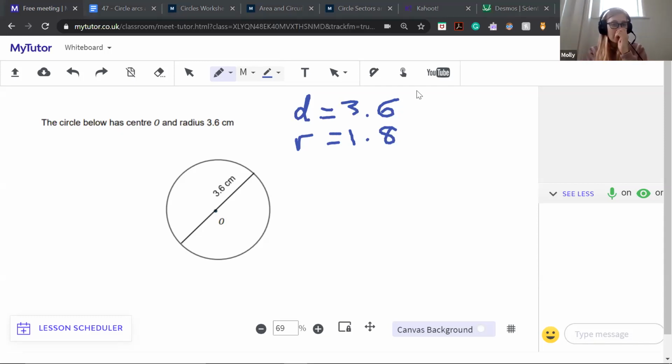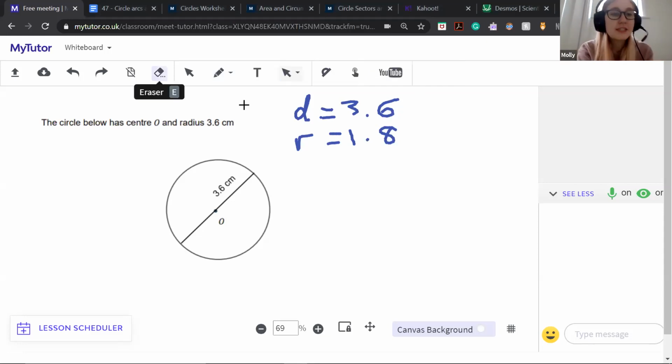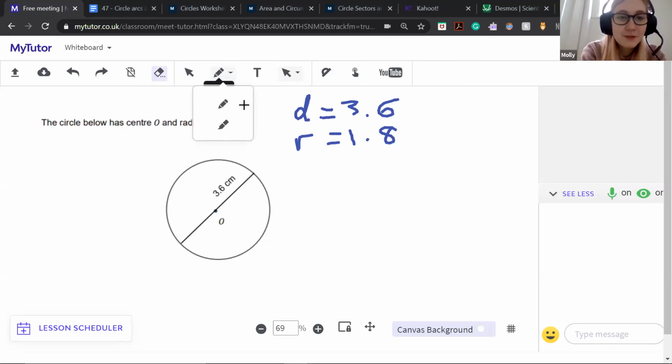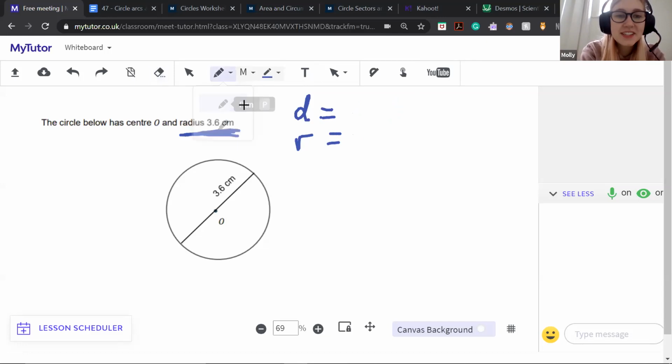So, oh no, sorry, you're right. As someone just pointed out, the radius is 3.6. Wow, okay, that was misleading. That was me not reading the diagram. Radius 3.6. I apologize. That's me just seeing the line on the diagram and assuming that. So our diameter will in fact be 7.2. Well spotted.